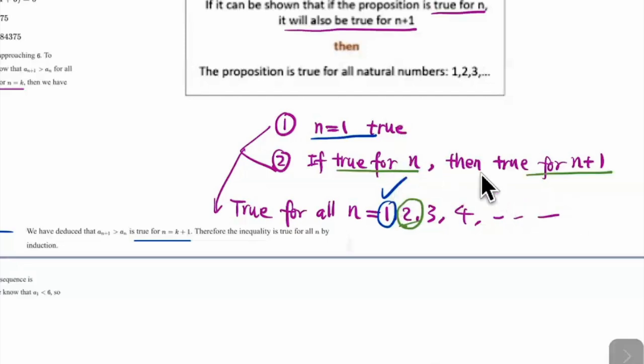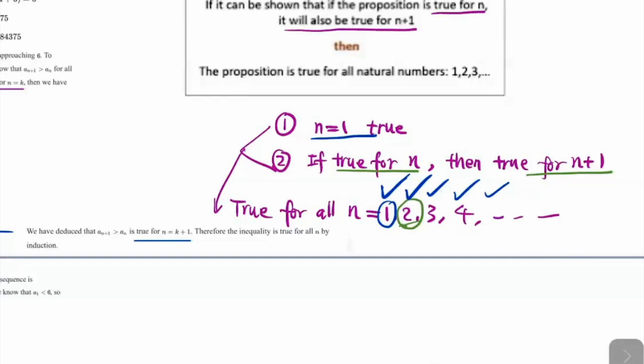So I proved the first one: n equal to 1 is true. So I put a check mark over here. Then the next one says, if it's true for n, then it's true for the next one. So if it's true for 1, then it's true for 2. So I proved that this is also true. But if this is true, would that be true for the next one? Yeah, because of that. And then we keep on going, right? It's true for the next one, true for the next one. Then it will all be true.